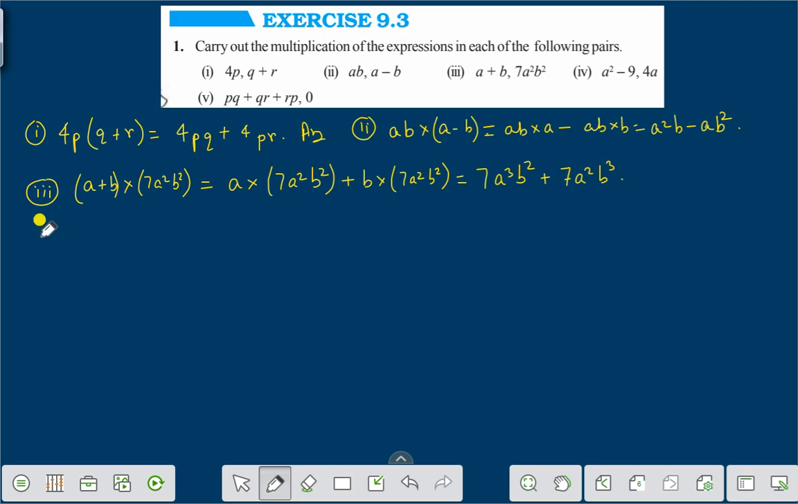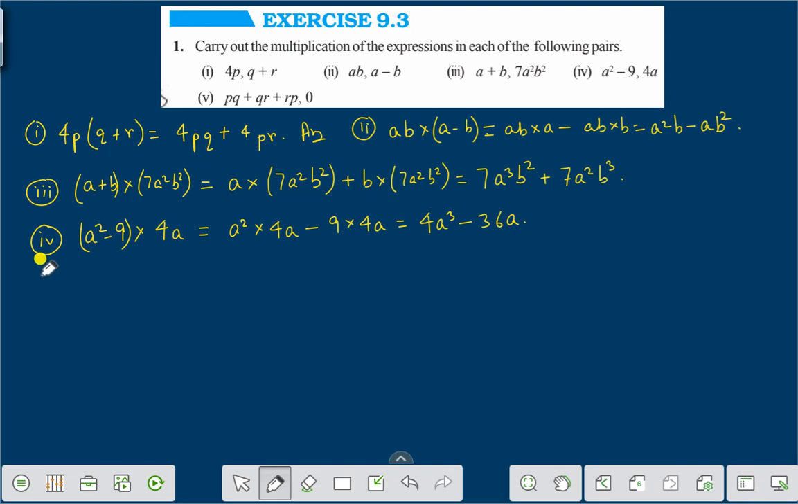Let's solve question number 4. Question number 4 is (A square minus 9) into 4A. That is, we are getting A square into 4A minus 9 into 4A, that is equal to 4 A cube minus 36 A, and that is the answer. That is 4 A cube minus 36 A.